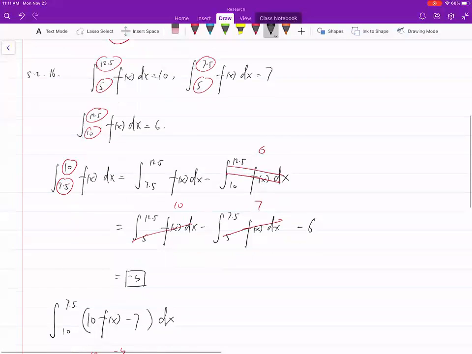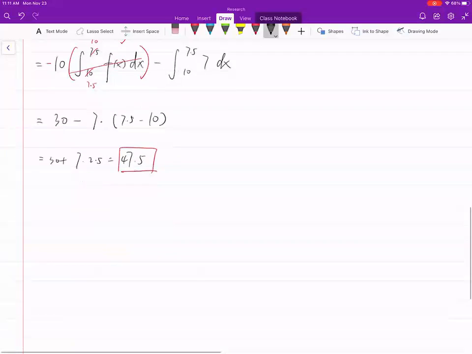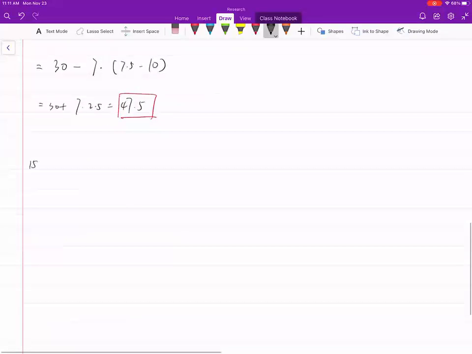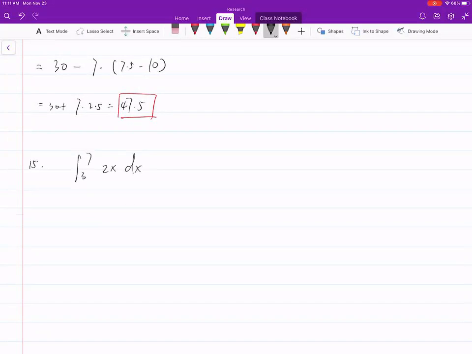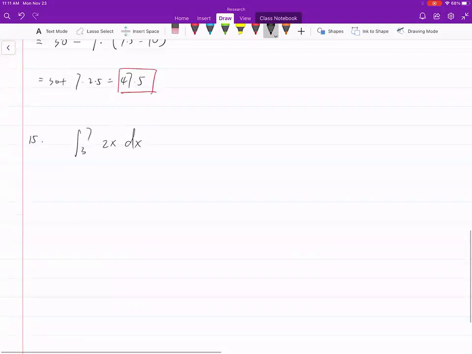Okay, now for 15. You were trying to find this. So what you want to do is follow whatever WebWork wants. Step 1, find delta x. Delta x is nothing but 7 minus 3 divided by n. So that will be the width of the rectangle, which is 4 over n.